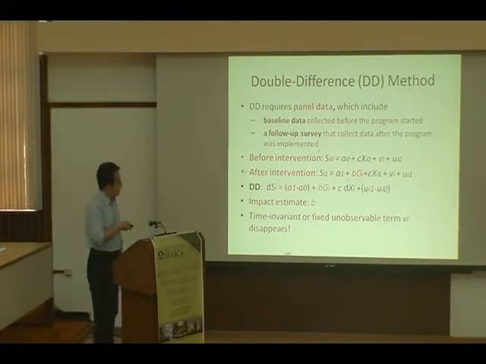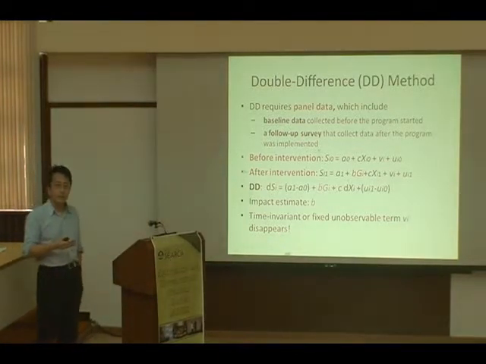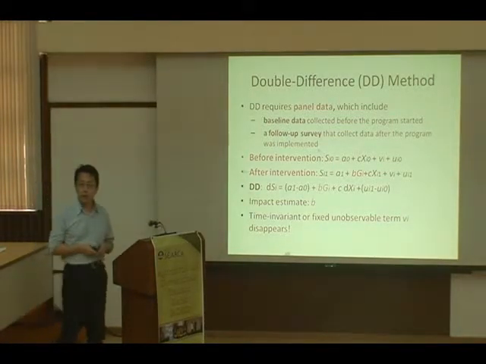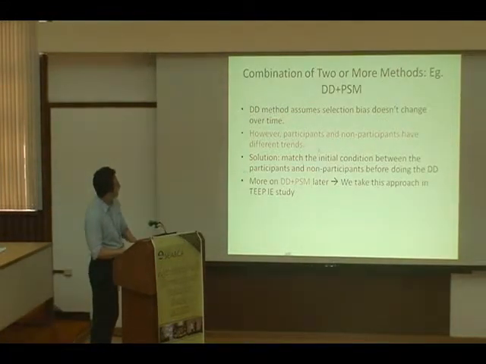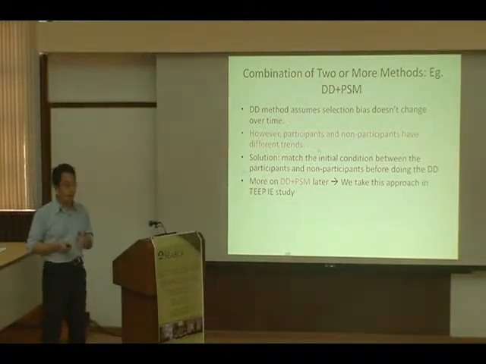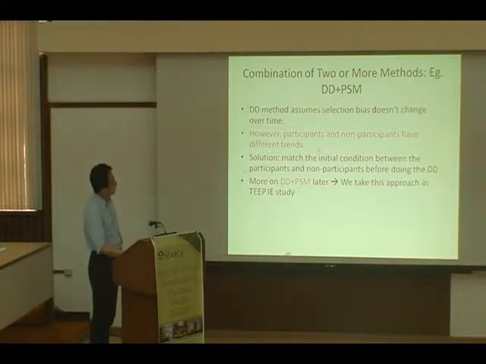But still, we might be comparing different things. The treatment group and the comparison group may be very different groups because of the endogeneity of program intervention. So we combine propensity matching and the double difference, DD, to minimize the potential bias in our estimate.